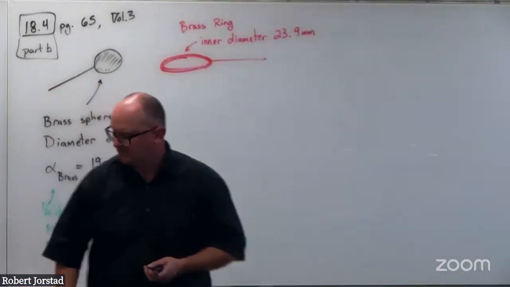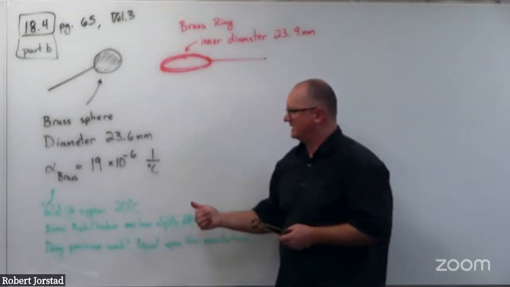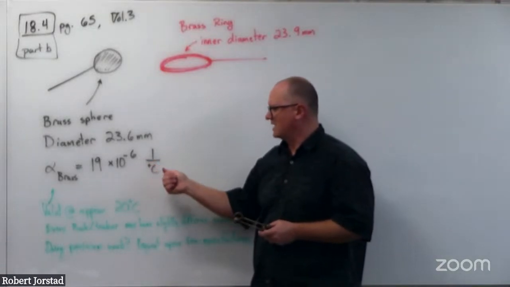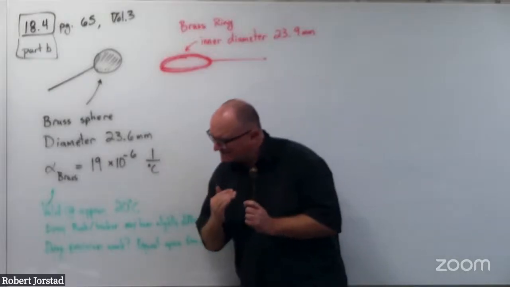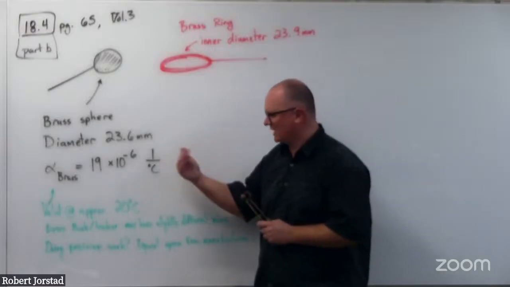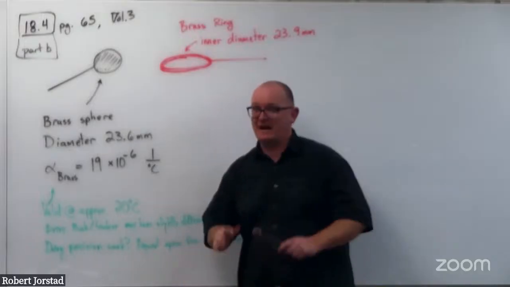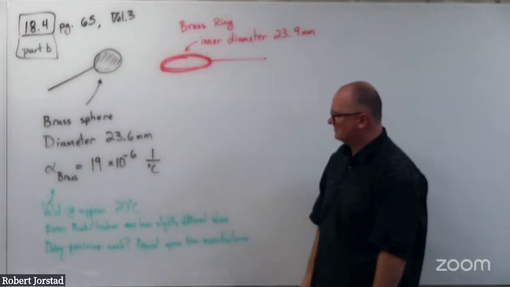All right, so I looked up this value, and I got 19 times 10 to the minus 6, 1 over degrees Celsius. Remember, because the equations use a delta T, we can use Celsius, degrees, and Kelvin interchangeably for delta T's, not for T, for delta T. Okay, enough on that.